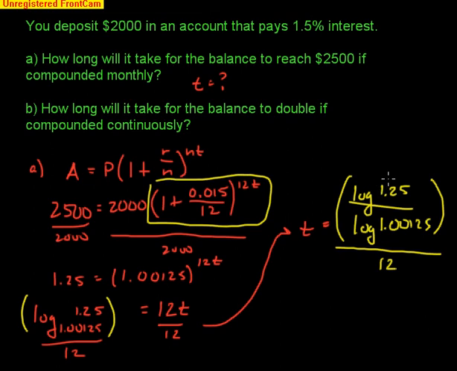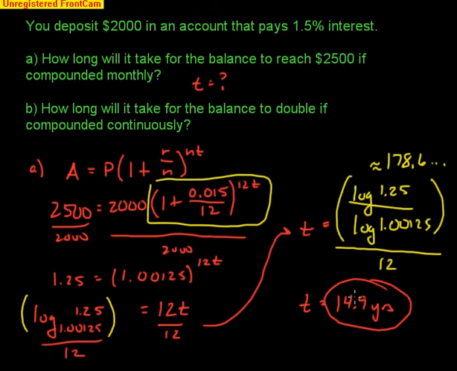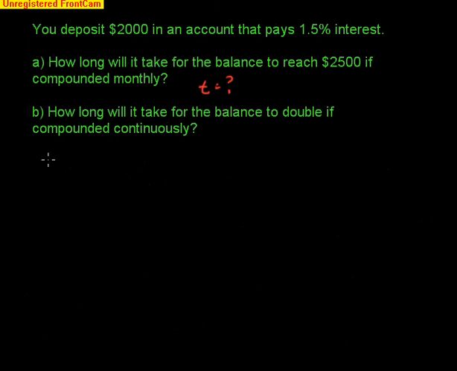Do the top first. Do it piece by piece. So if we do log of 1.25 divided by log of 1.00125, I got like 178. So this top is like 178.6. Okay, don't round. Now divide that by 12. And there we go. The time that it takes for this account to get $500 more is going to be 14.9 years. So almost 15 years. So there's part A.